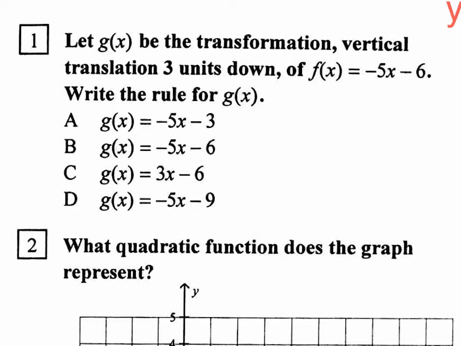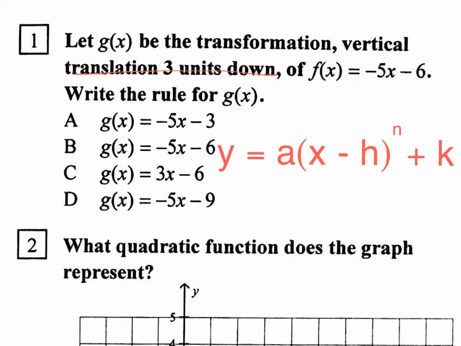So what we first need to recognize is that g of x is the transform function of this. So we're going to begin with this, and we need to turn it into g of x. And what they're asking us to do is to move it 3 units down. In order for us to do that, we need this knowledge right here, that y equals a parentheses x minus h to the n power plus k.